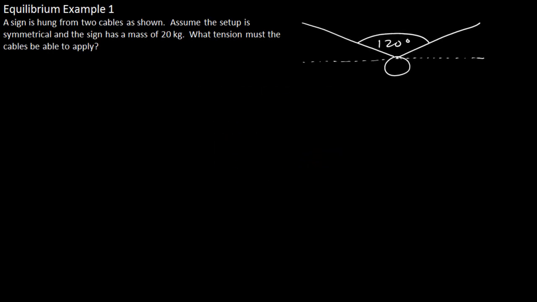In this problem, a sign is hung from two cables as shown. We are to assume the setup is symmetrical and the sign has a mass of 20 kilograms. We would like to find out what tension the cables must be able to apply in this situation.